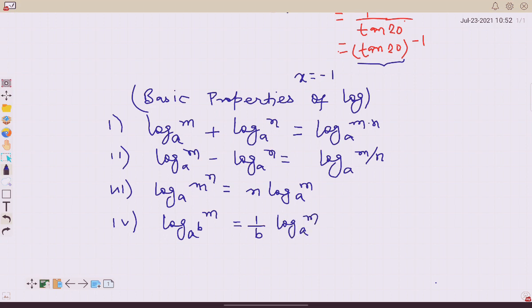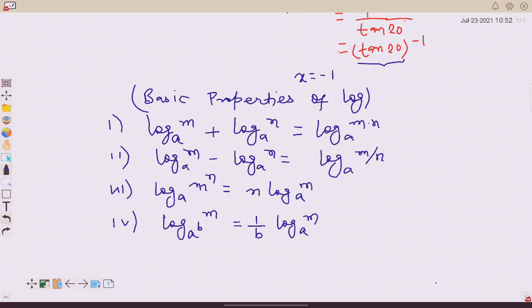Using all these formulas, we can find some log values. I will show you how we can find the value of log 1 by 1. I hope no one has confusion till here. If anyone has any doubt, you can ask in the comment section.